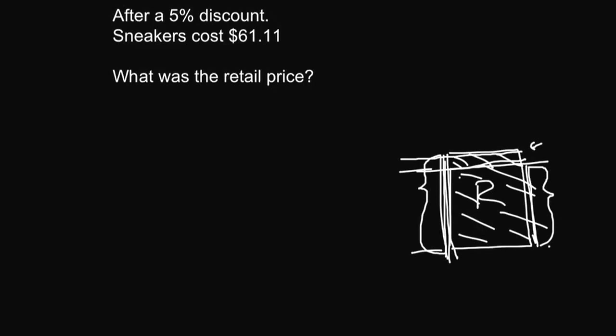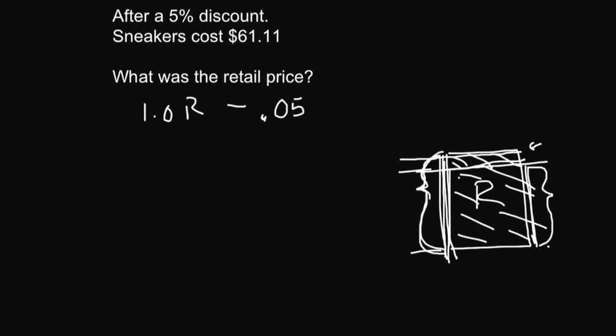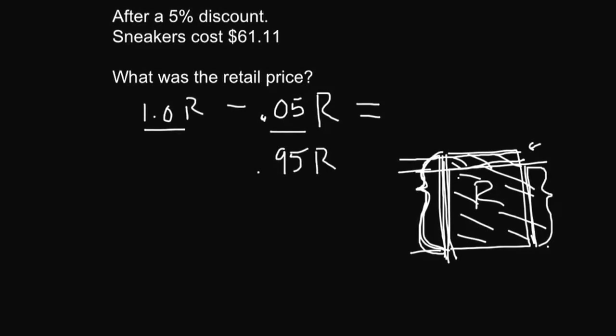So how do you do it? Well, you go back to what you know originally. You just say, if R is the retail price, 100% of R, 1.0 R, decreased by 5%. Not just 0.05, not just a nickel, but 0.05 times the retail. Even though we don't know what it is, we're going to say 0.05 R. And in the end, after you have 100% of R and you take away 5% of R, that will give you 0.95 of R. And of course, 0.95 of R is 61.11.